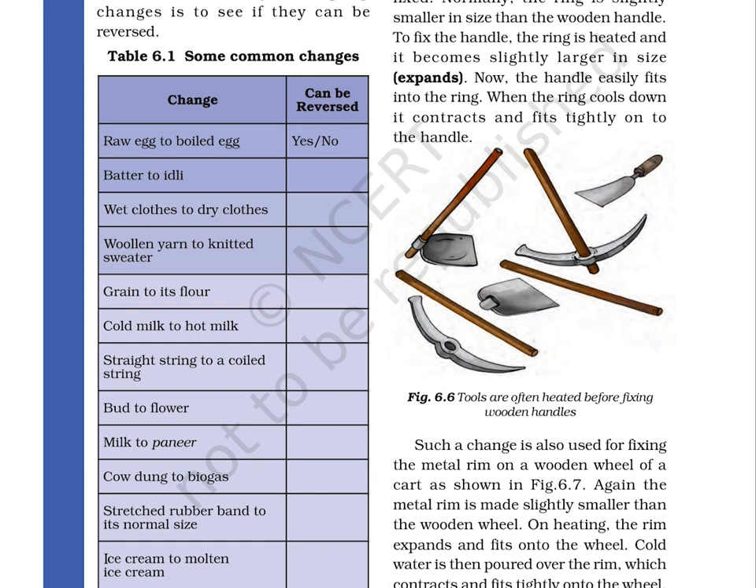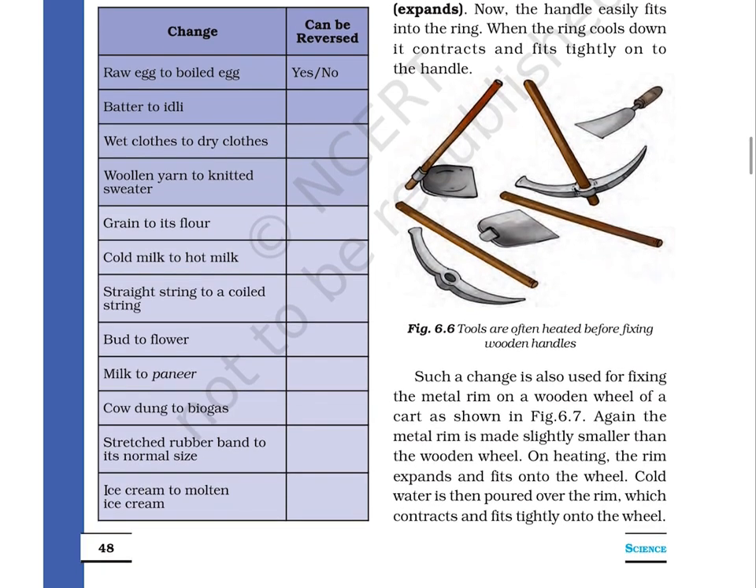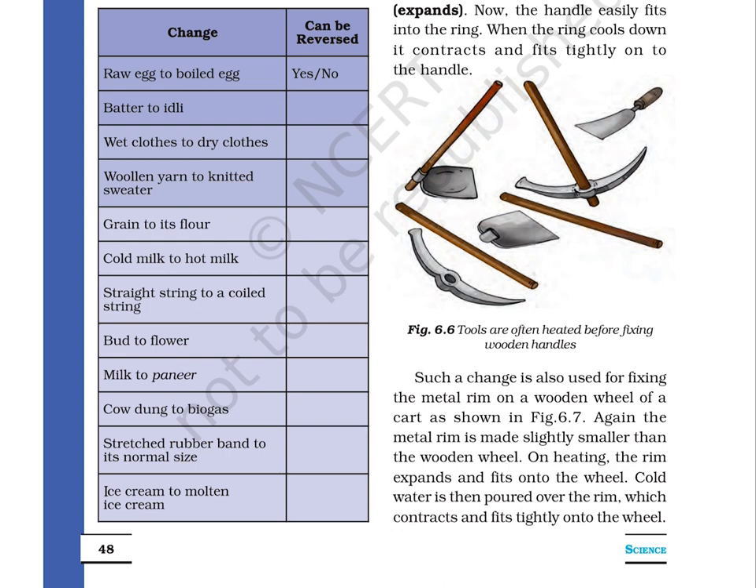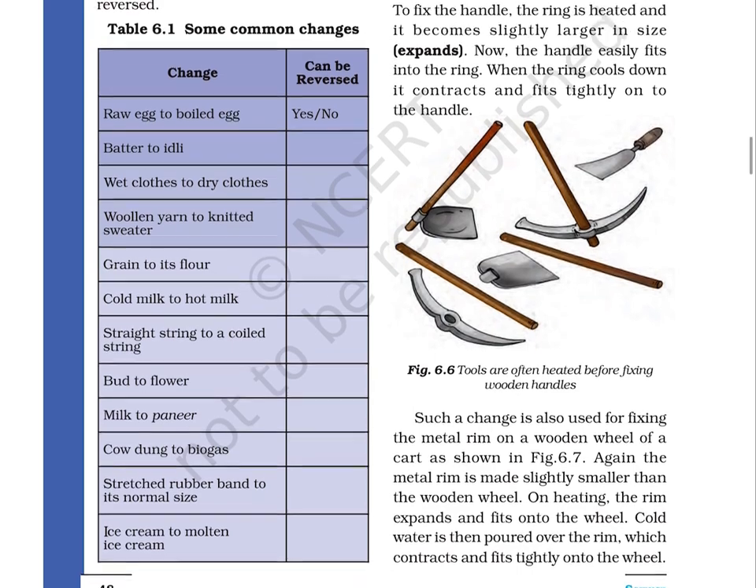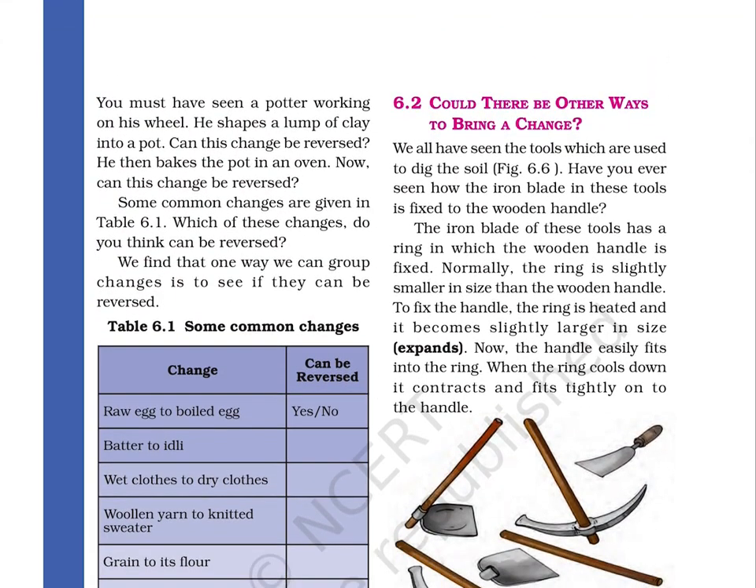Grain to its flour. Cold milk to hot milk. Straight string to a coiled string. Bud to flower. Milk to paneer. Cow dung to biogas. Stretched rubber band to its normal size. Ice cream to molten ice cream. Complete this table according to your observations.